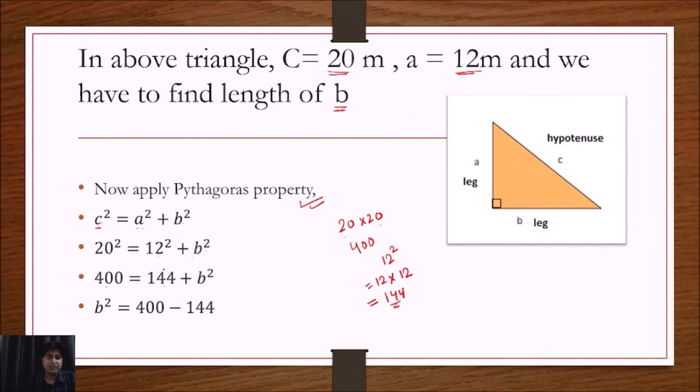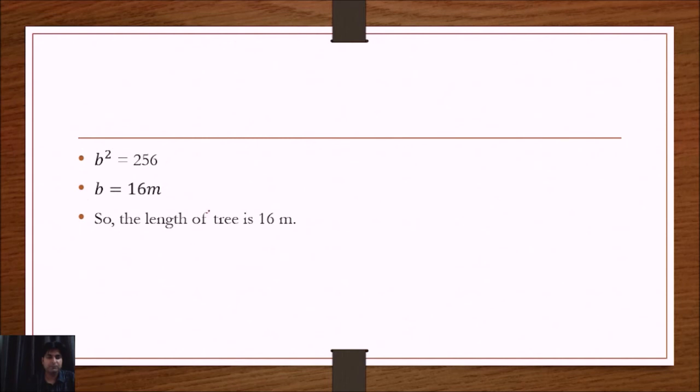Now we will transfer this 144 to the LHS. It will become negative. So 400 minus 144. Now we subtract this, so 400 minus 144 will become 256. Now here we have to find 256 is the square of which number? For this we can use the prime factorization method.